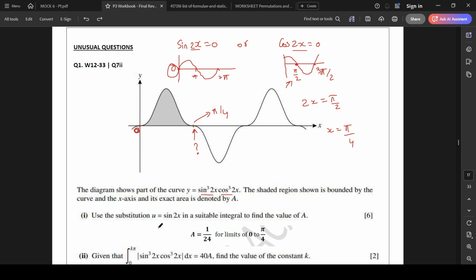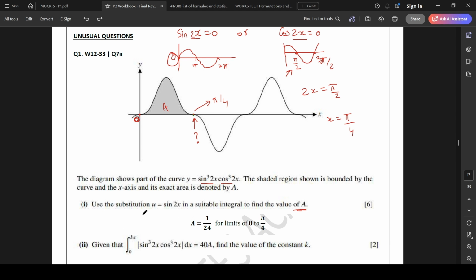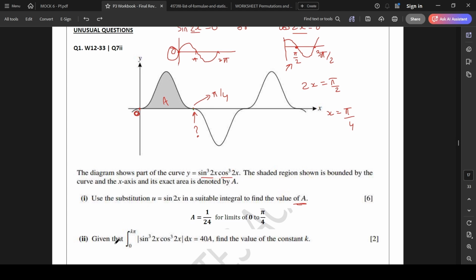After this, just do the regular process and find the integration using the substitution method. The answer for the area will come out as 1 by 24 for the limits 0 to pi by 4 if you integrate this equation. Now let's move on to the actual problem, the second part. The question is talking about, given that the integration of the same equation, but with a modulus sign, from 0 to k pi is equal to 40 times the area. We are supposed to find the value of constant k.